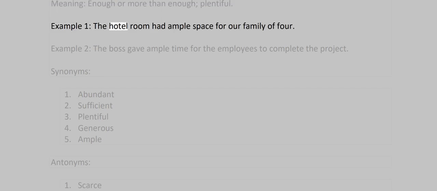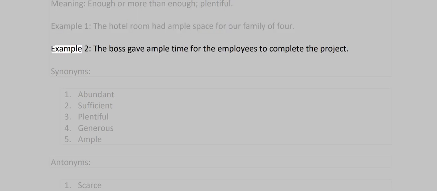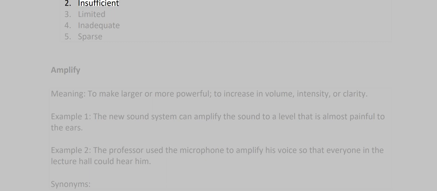Example 1. The hotel room had ample space for a family of 4. Example 2. The boss gave ample time for the employees to complete the project. Synonyms: 1. Abundant. 2. Sufficient. 3. Plentiful. 4. Generous. 5. Ample. Antonyms: 1. Scarce. 2. Insufficient. 3. Limited. 4. Inadequate. 5. Sparse.